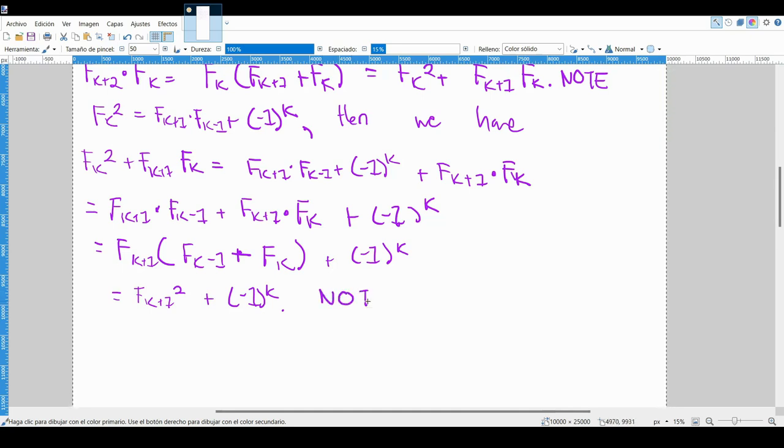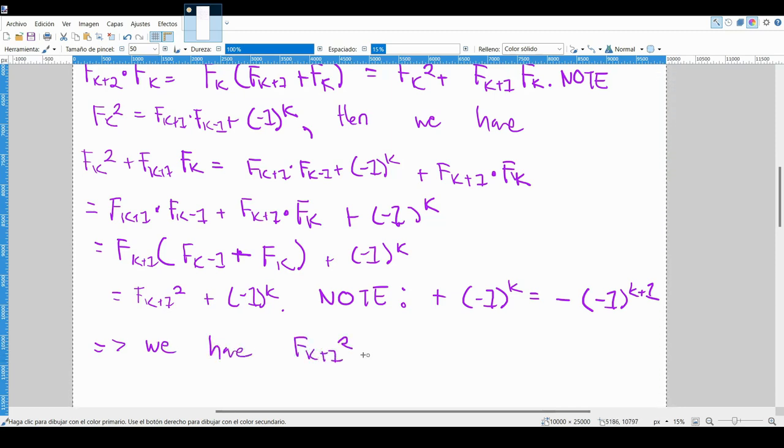Then we can note, given the property of negative 1 to an integer exponent, we know that plus negative 1 to the k will equal minus negative 1 to the k plus 1. Therefore, we have fk plus 1 squared minus negative 1 to the k plus 1, which is what we wanted to show. Therefore, we are done the first part of the question.